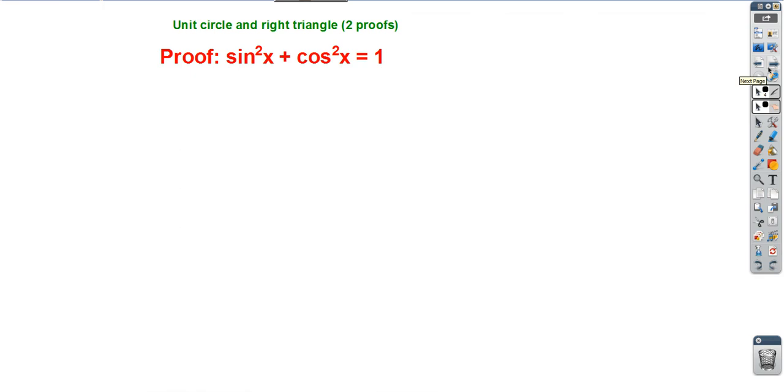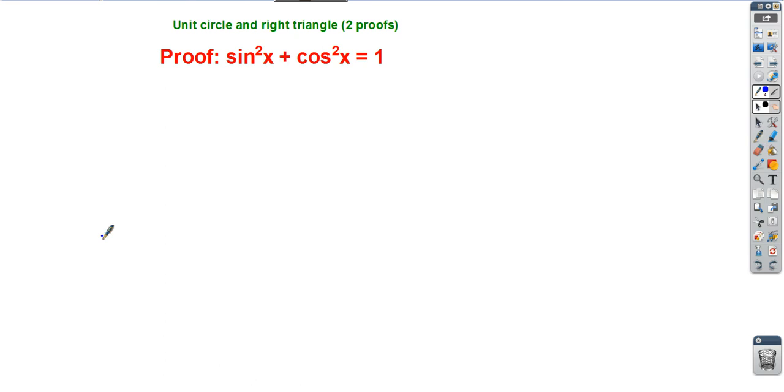Alright, so here's the proof, and this is the most important Pythagorean identity. Actually, last year I remember offering to somebody that they don't have to take any trigonometry tests for the rest of the year if they can prove that this is wrong. And that's because all of trigonometric identities depend on this one right here. So there's two different proofs for that. I'll just show you the right triangle one. That's a little bit easier.